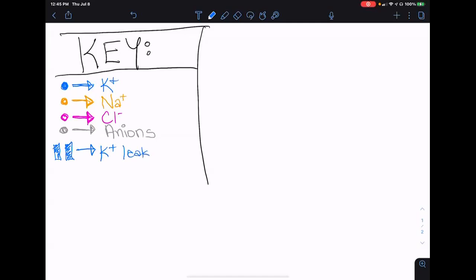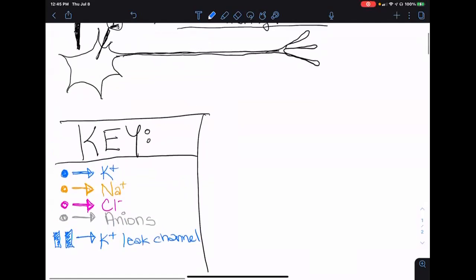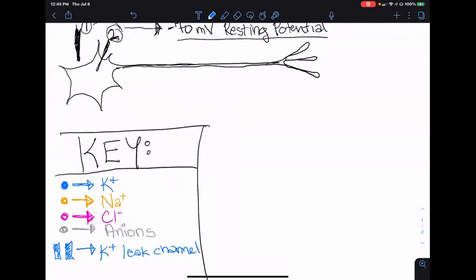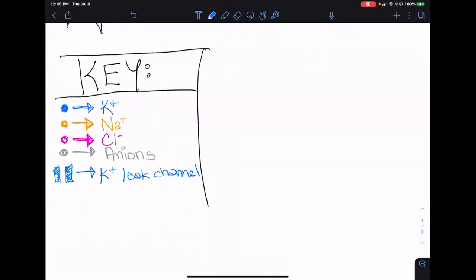It's called a leak channel because this is a door that potassium is able to fit through, and the door is always open. So potassium can come into the cell, potassium can leave the cell. It can do whatever it wants here with Nancy Neuron. It can go wherever it wants, depending on how it's feeling. So that's what the leaky channel does: it doesn't have a door. That's what makes it leaky.